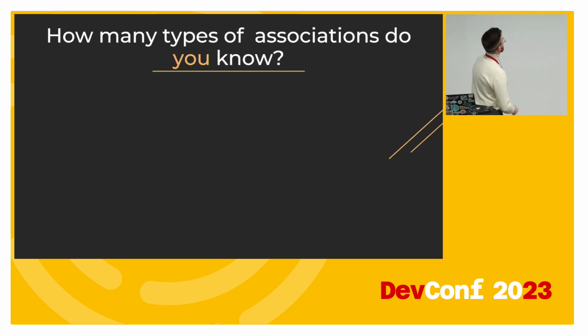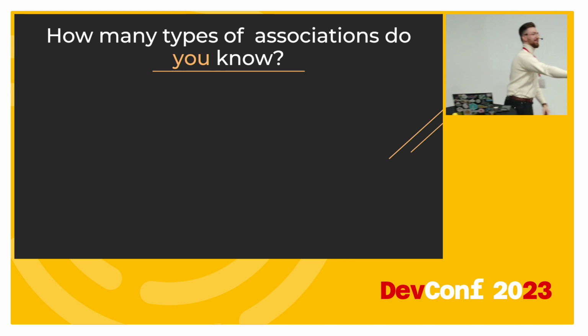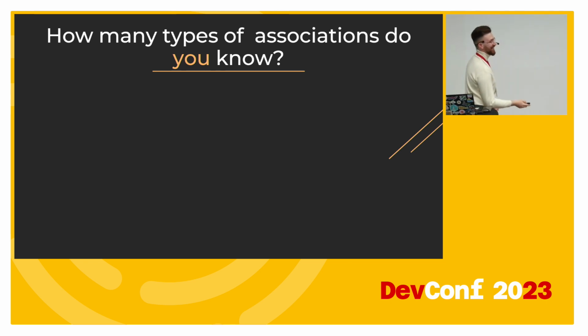Okay, so how many types of associations do you know? Throw a number at me. 3. Yes, 3 or 4, depends on who said that. Can I throw a duck at you? Bam. Okay, sorry.